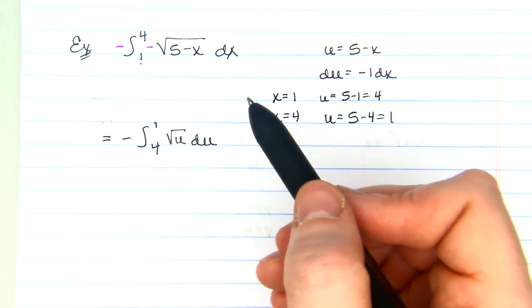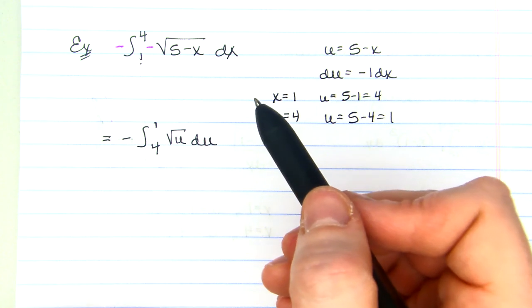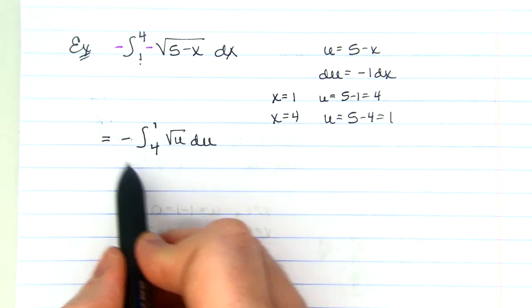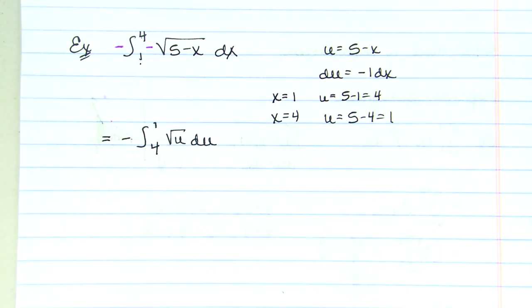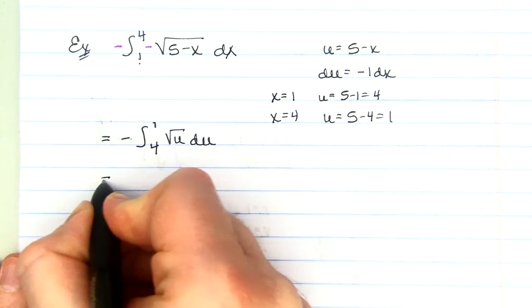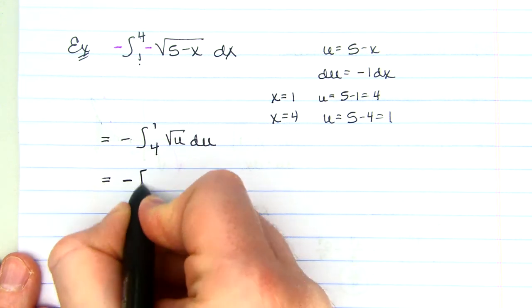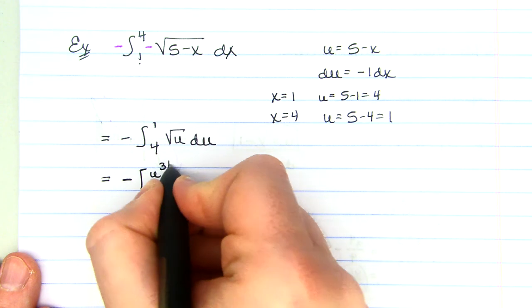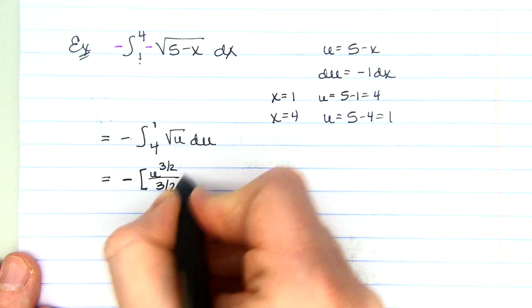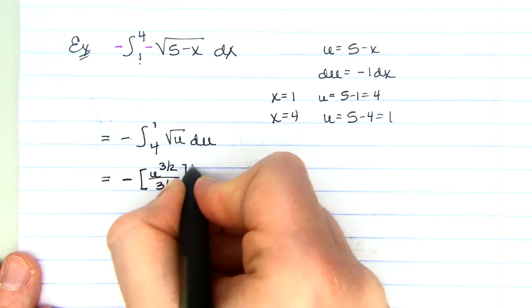Totally fine. However, by my first fundamental theorem of calculus, I actually can leave those limits of integration as they are, and the signs will just get taken care of in the work for me. So here's what I mean by this. I'm going to get negative. Okay, integrate u to the 1/2. That's u to the 3/2 over 3/2 from 4 up to 1.